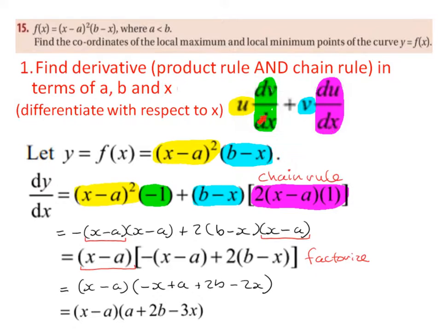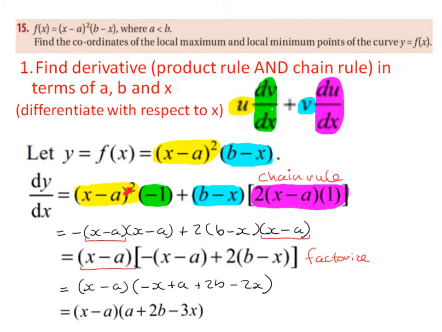So u is (x minus a) squared, so to differentiate this we must use the chain rule. We bring the 2 down in front, we keep x minus a in the brackets, and we multiply by the derivative of the inside. So the derivative of x is 1, and the derivative of minus a we cannot do because we're trying to differentiate with respect to x. So we get 2 times (x minus a) times 1. And then we just multiply out our brackets and simplify.